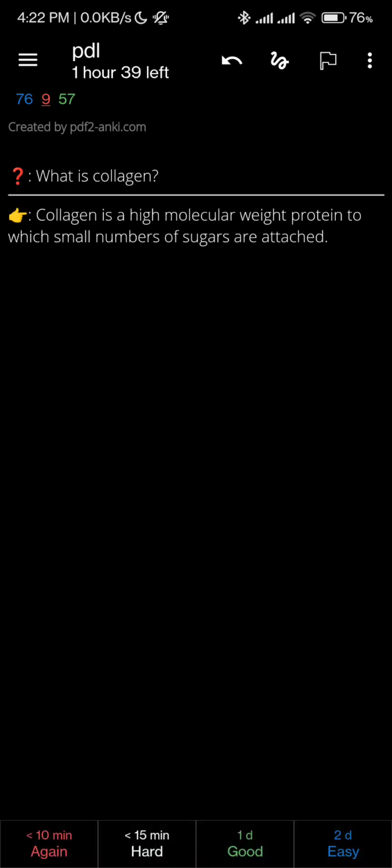What is collagen? Collagen is a high molecular weight protein to which a small number of sugar molecules are attached.